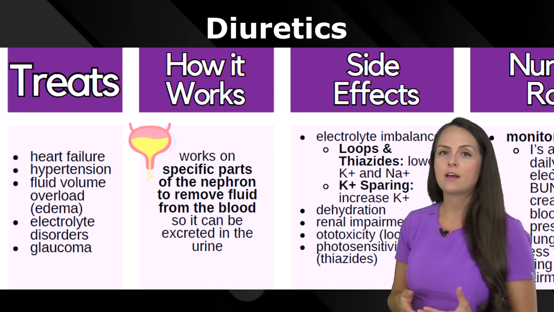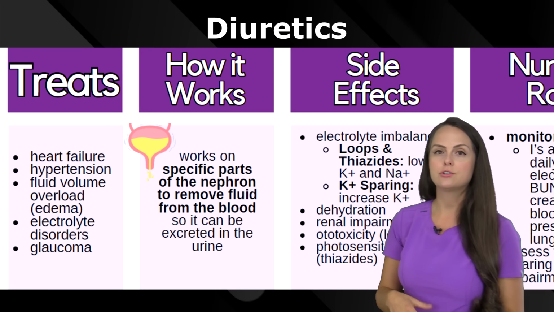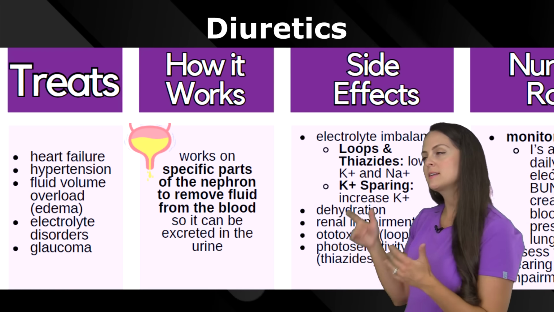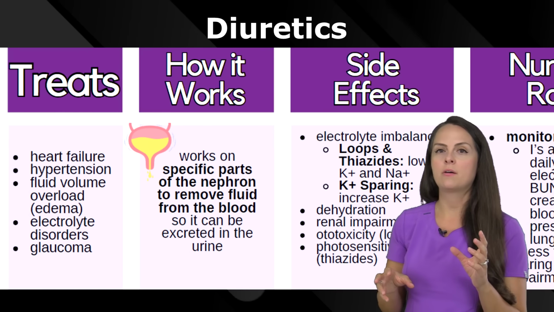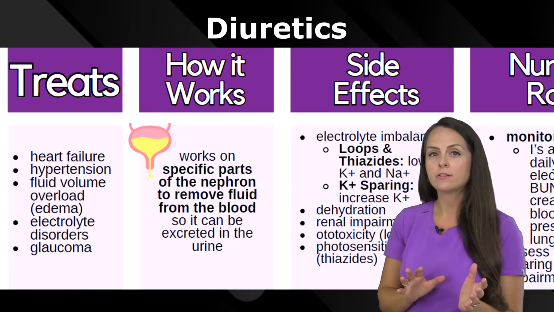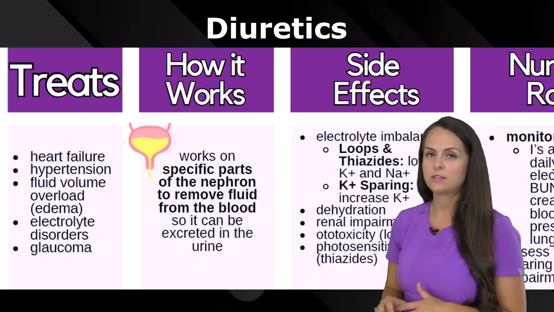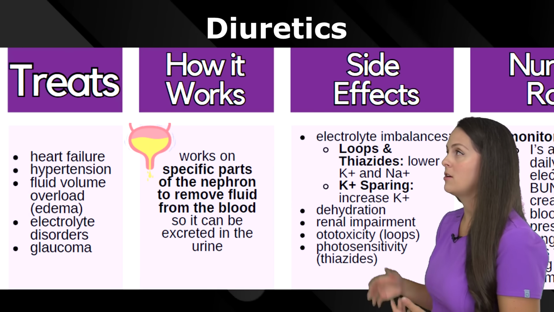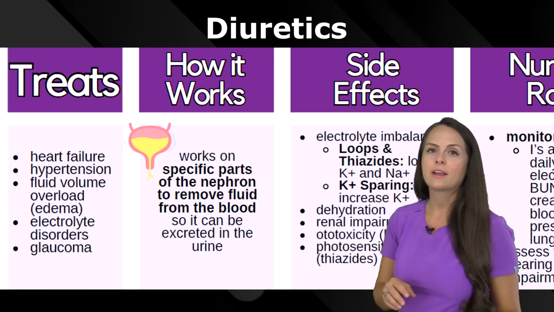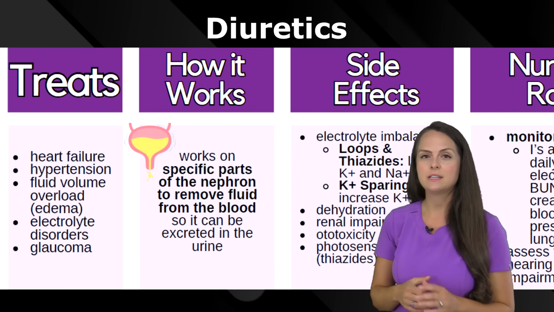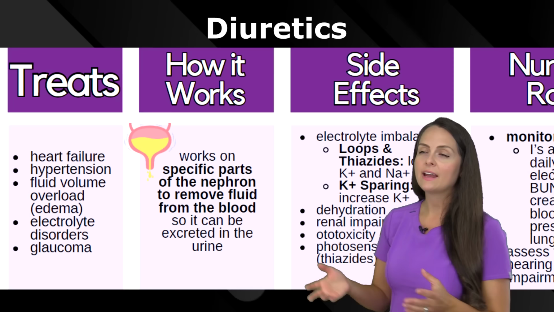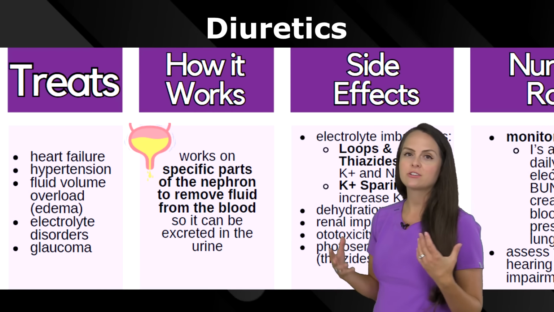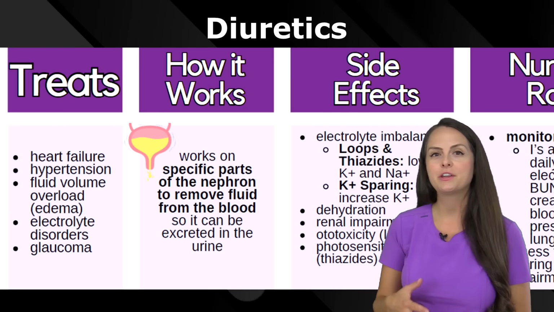Or if we have electrolyte disturbances where we have too high of electrolytes. Some of these diuretics, depending on the group, will act on certain parts of the nephron and can help either keep certain ions, electrolytes, or they can help excrete those. And then even glaucoma, particularly the carbonic anhydrase inhibitors, they can help decrease the amount of fluid in the eye, which lowers the pressure. And again, how these medications work is that they are going to act on specific parts of the nephron within your kidney.